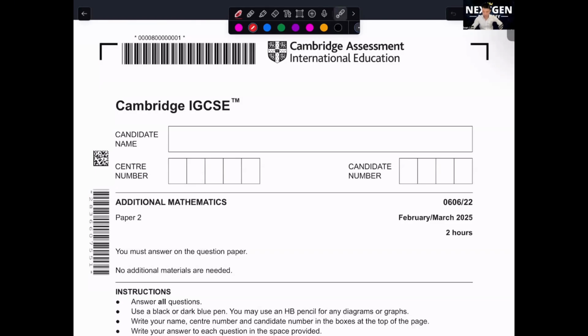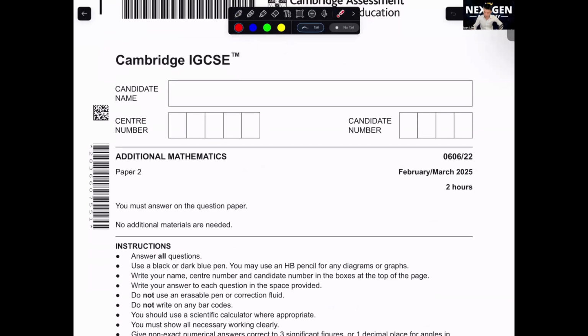Alright, okay, welcome back, my NextGen family. Today we are going to go through this paper, February-March 2025. This is paper 22, the first official paper under the new exam format, which is the 100% calculator paper. Is there any difference over here? To be honest, kind of the same, right? Because last time your older paper also had a calculator already.